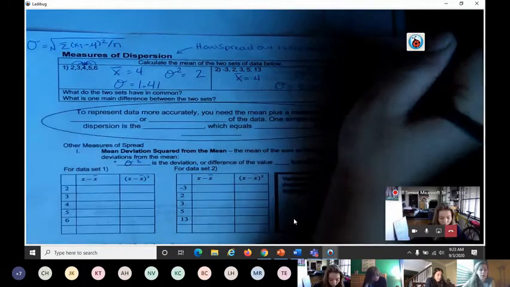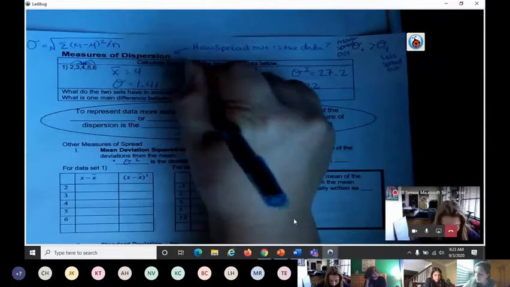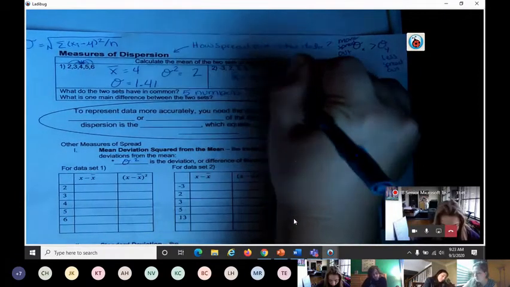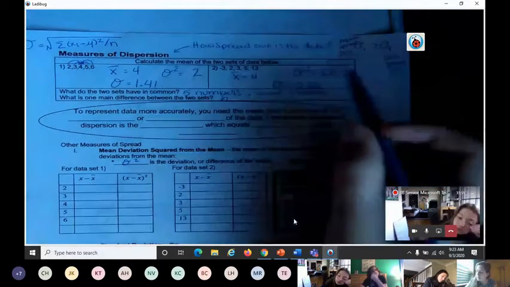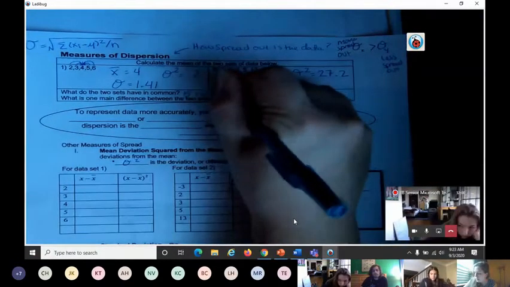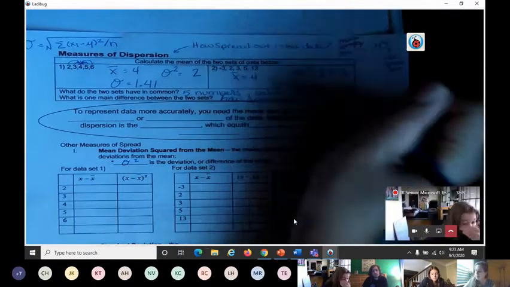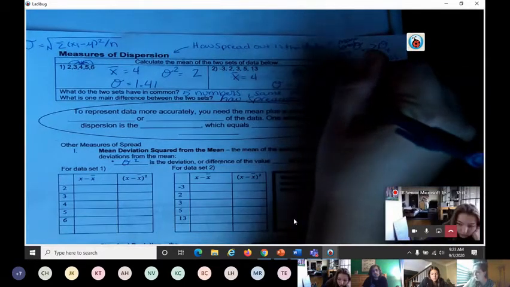Okay, so the two sets here, let's look at what they have in common and what they have different from one another. They both have 5 numbers. They have the same mean. But the difference is how spread out they are. So these variance values are different. These go into the negative values and also go up higher.